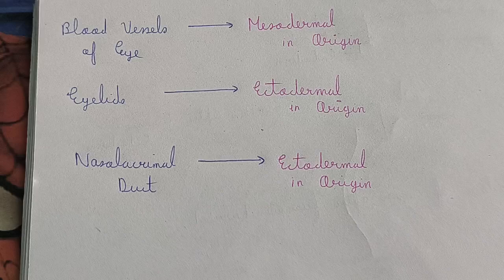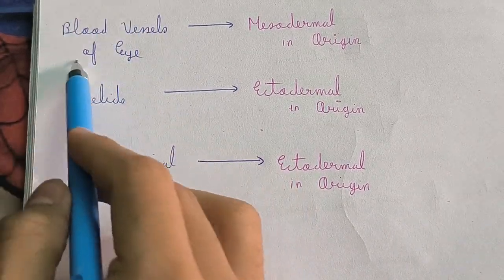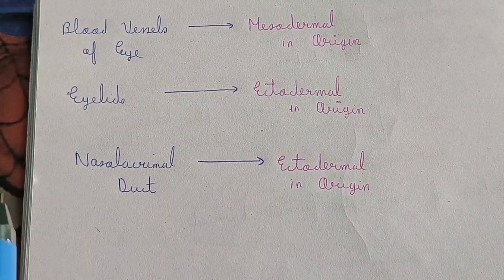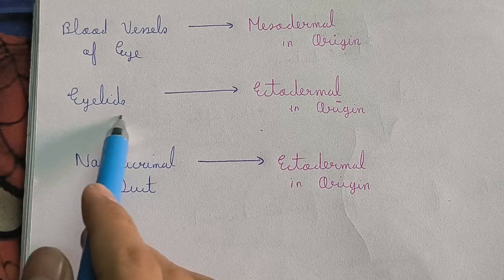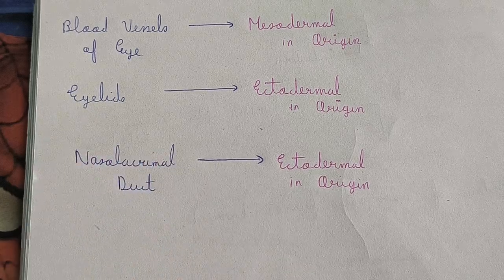In today's video you learned about the development of blood vessels of the eye and how the lens becomes avascular from a vascular structure, and about the development of eyelids and nasolacrimal duct.